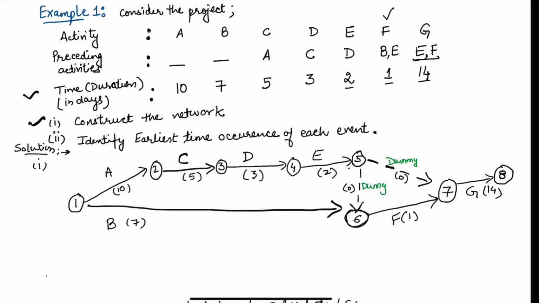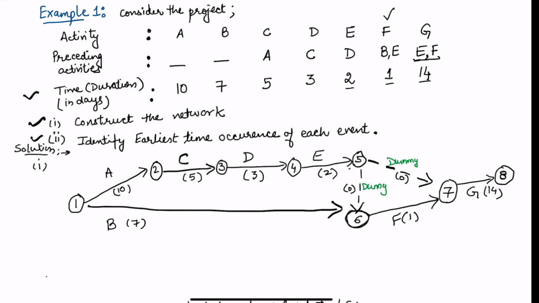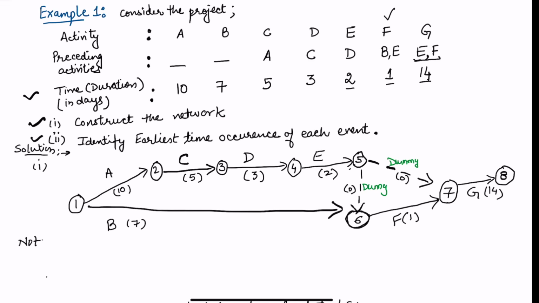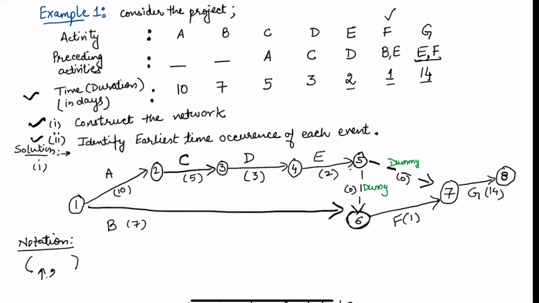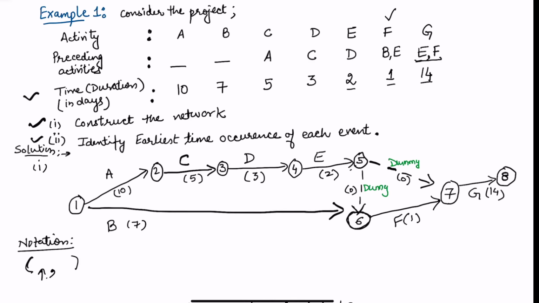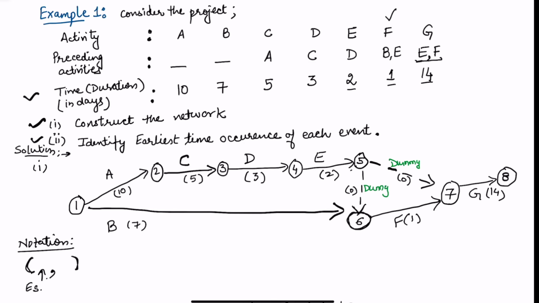Now I want to identify the earliest time occurrence of each event. So we want to calculate earliest time, and we write those earliest times here itself. We can use different notations for earliest. I'm also going to calculate latest now, because ultimately we want to reach the critical path, so we will be calculating earliest and latest both. So suppose I write here earliest of the ith node, at this stage I may write latest of the ith node.